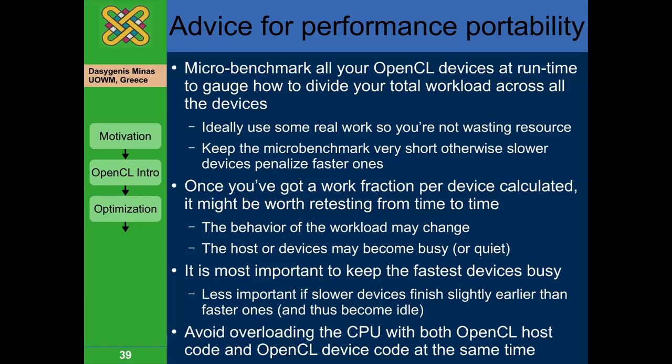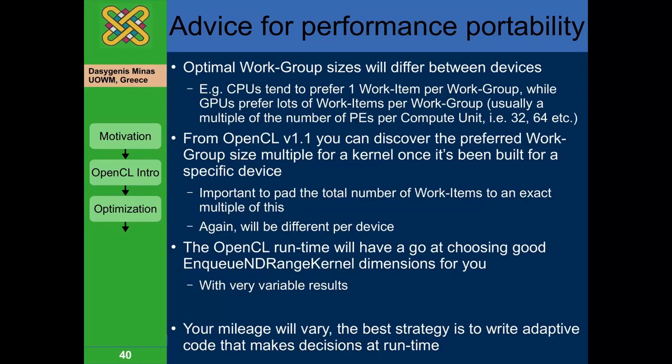Otherwise, if you cannot do a micro benchmark, you will end up either with very complicated dynamic schedulers or a static schedule that will not gain the maximum that you could gain. It's more important to keep the fastest device busy, because if a GPU that is perhaps 100 times faster than the CPU waits for 1 second, it's much worse than the CPU waiting for 1 second. So first of all, you have to take care that your fast devices operate at full speed.